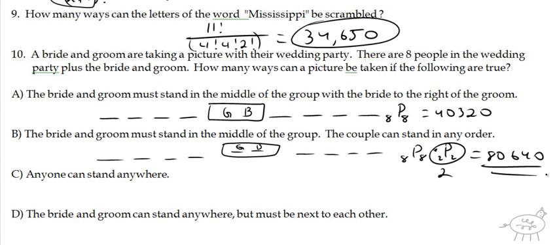Okay. Here's this one. Anyone can stand anywhere. So 1, 2, 3, 4. Bride and groom. 1, 2, 3, 4. But anybody can stand anywhere. So that's just going to be 10p10. Which is 3,628,800.